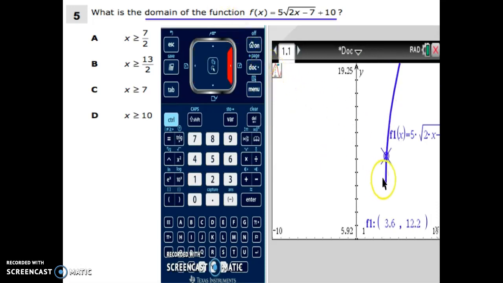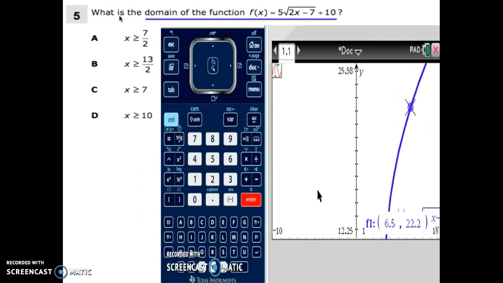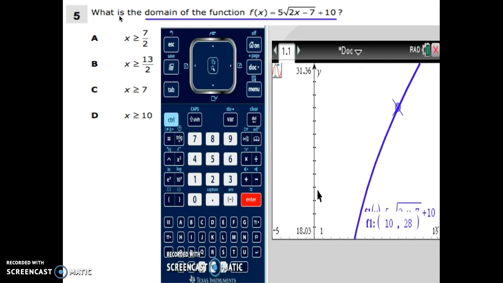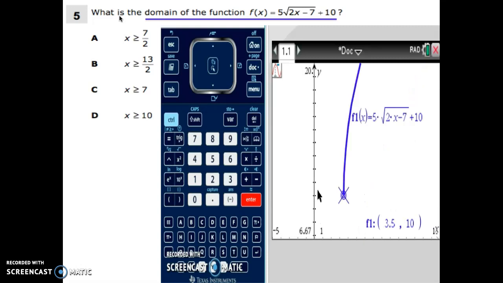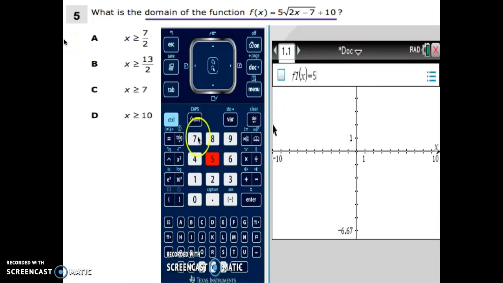Let's type in each answer choice. So let's start with the 7 over 2. So we put 7 divided by 2, and it gives us my starting point right there. So that's the answer, but let's make sure. If we put 13 divided by 2, that's not a starting point. If I put 7 and hit enter, that's not a starting point. If I put 10, it's also not a starting point. Only when I put 7 divided by 2 does it give me the starting point, and all the answer choices say greater than or equal. So the answer is A.